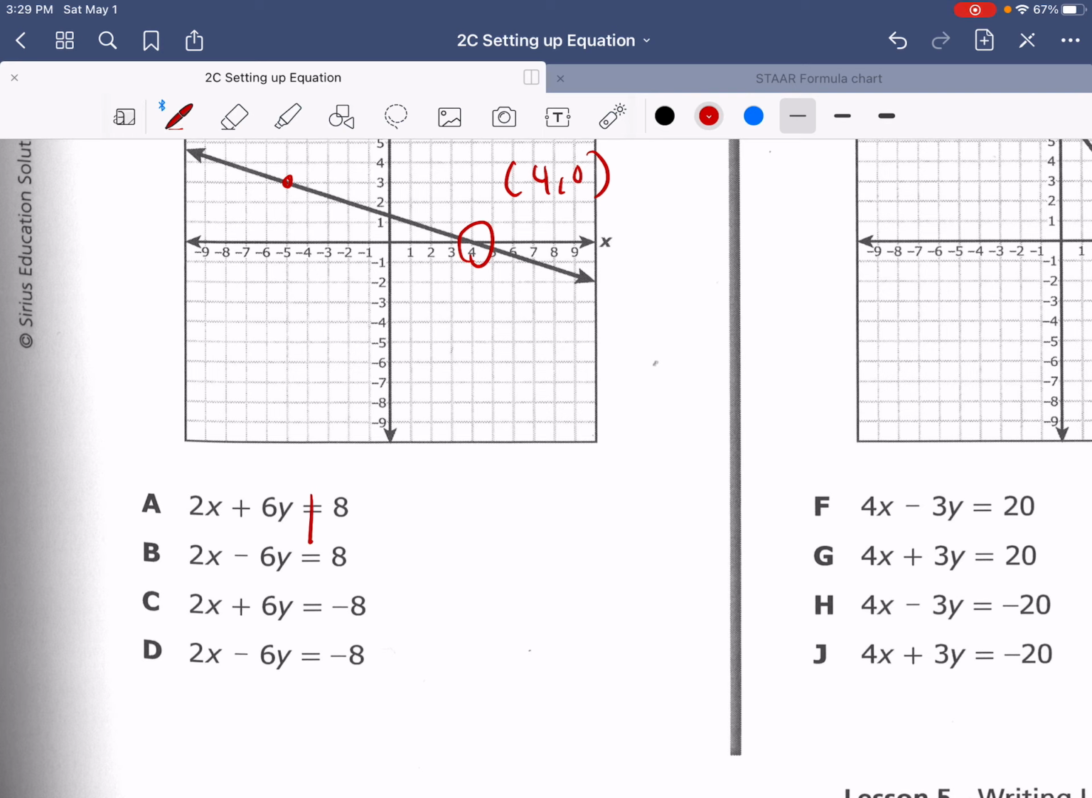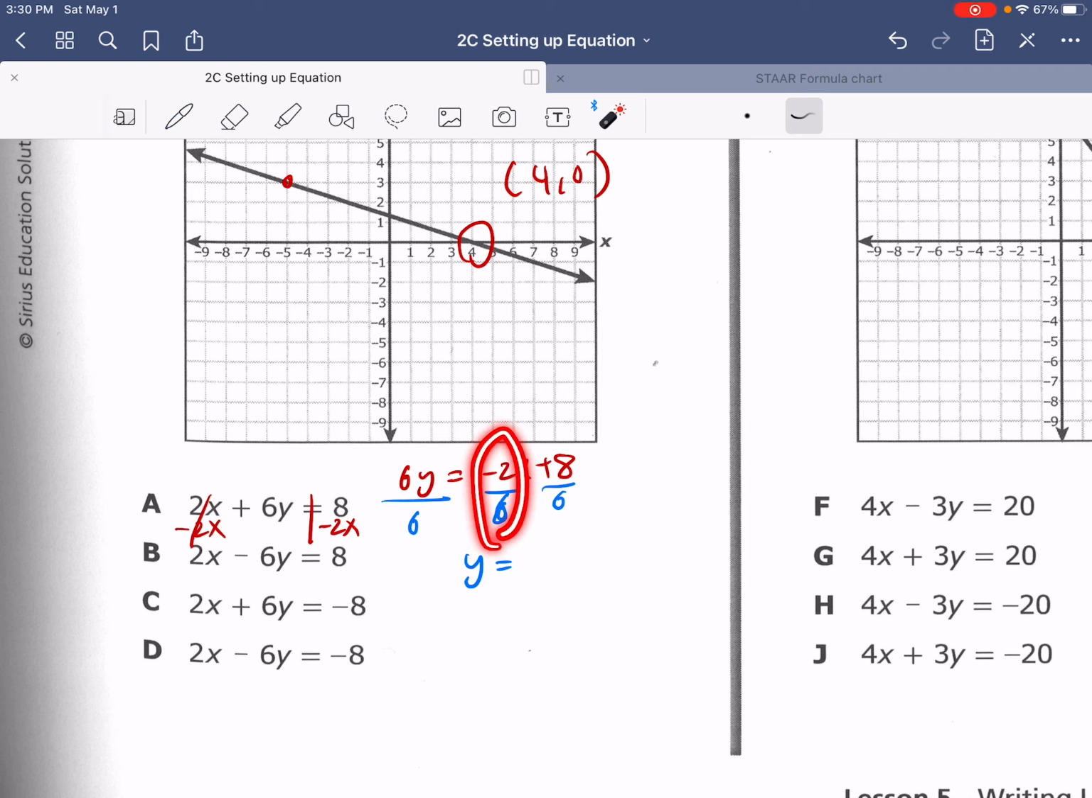So for example, for this one, minus 2x on both sides. So you get 6y equals negative 2x plus 8. And divide by 6 on every side, you'll get y equals negative 2 divided by 6 is what? Negative 1/3 x plus 4 over 3. Okay, that's A, which kind of makes sense because this one looks a little bit above that. So you have to do this one as well. Let's label it. That's A.